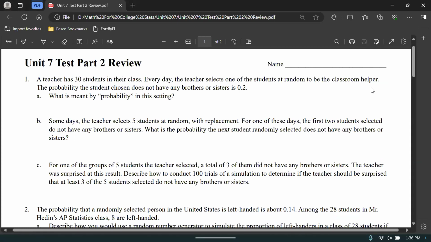The teacher has 30 students in their class. Every day, the teacher selects one of the students at random to be the classroom helper. The probability the student chosen does not have any brothers or sisters is 0.2. What is meant by probability in this setting?